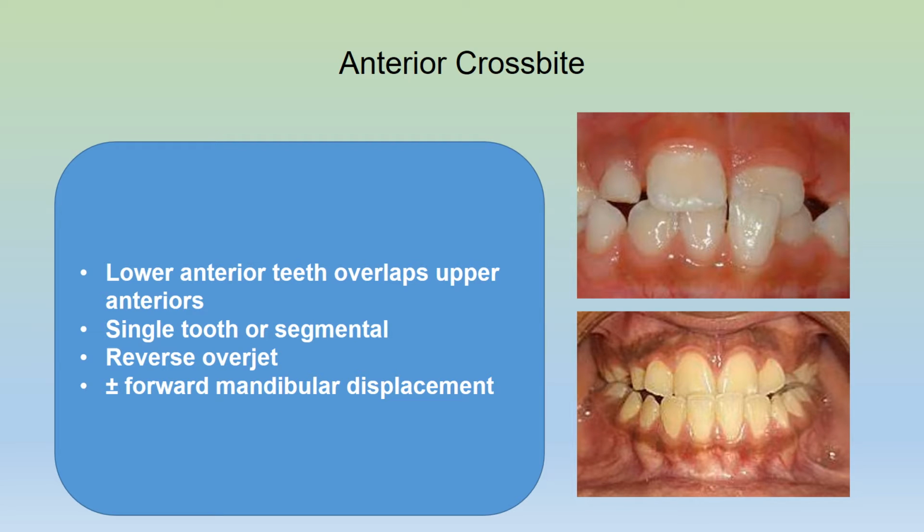Anterior crossbites. This is when the lower anterior teeth overlap the upper anterior teeth. It can be a single tooth or it may involve a segment of teeth. If a segment of teeth is involved, it is also known as a reverse overjet. Now, there may or may not be a forward mandibular displacement associated with the crossbite.